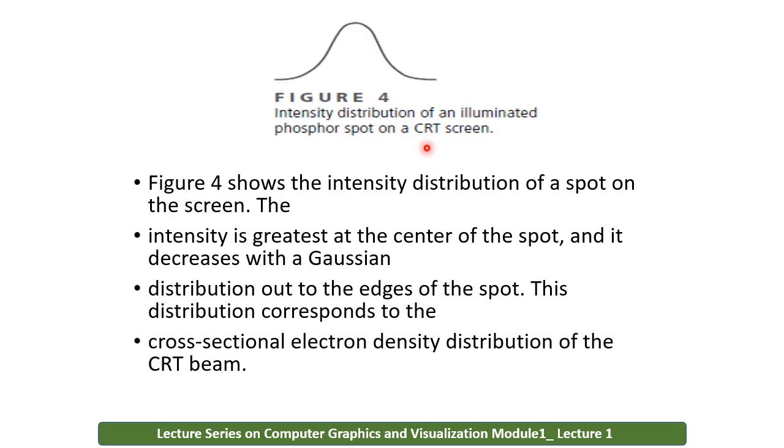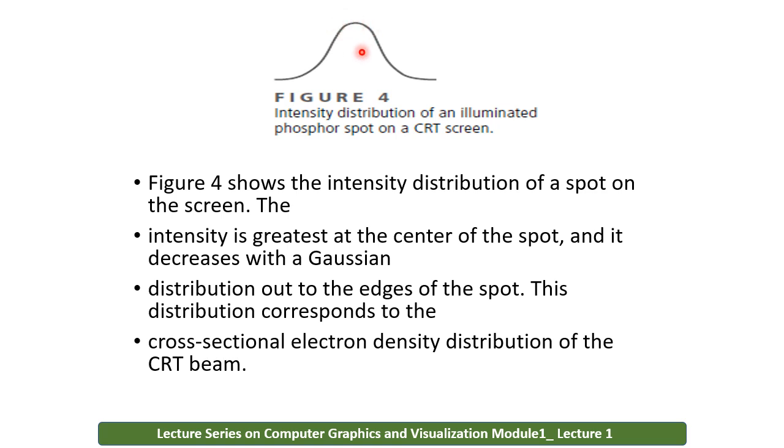So this is the intensity distribution of an illuminated phosphor spot on a CRT screen. At the center of the screen, the intensity is very high. As it goes towards the edges of the monitor, the intensity level decreases on the left side as well as on the right side. So the intensity is very high only at the middle of the screen. This is the intensity distribution of a spot on the screen.